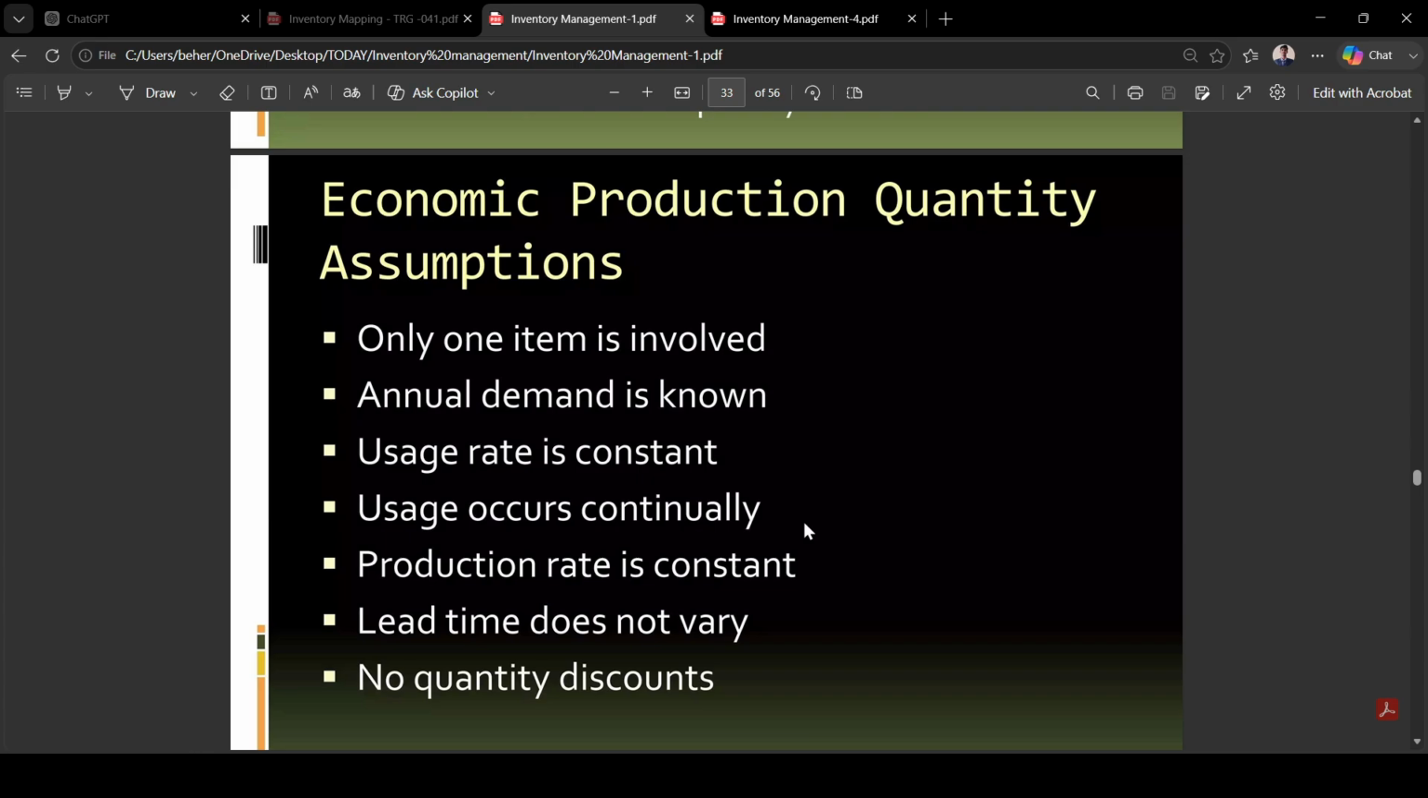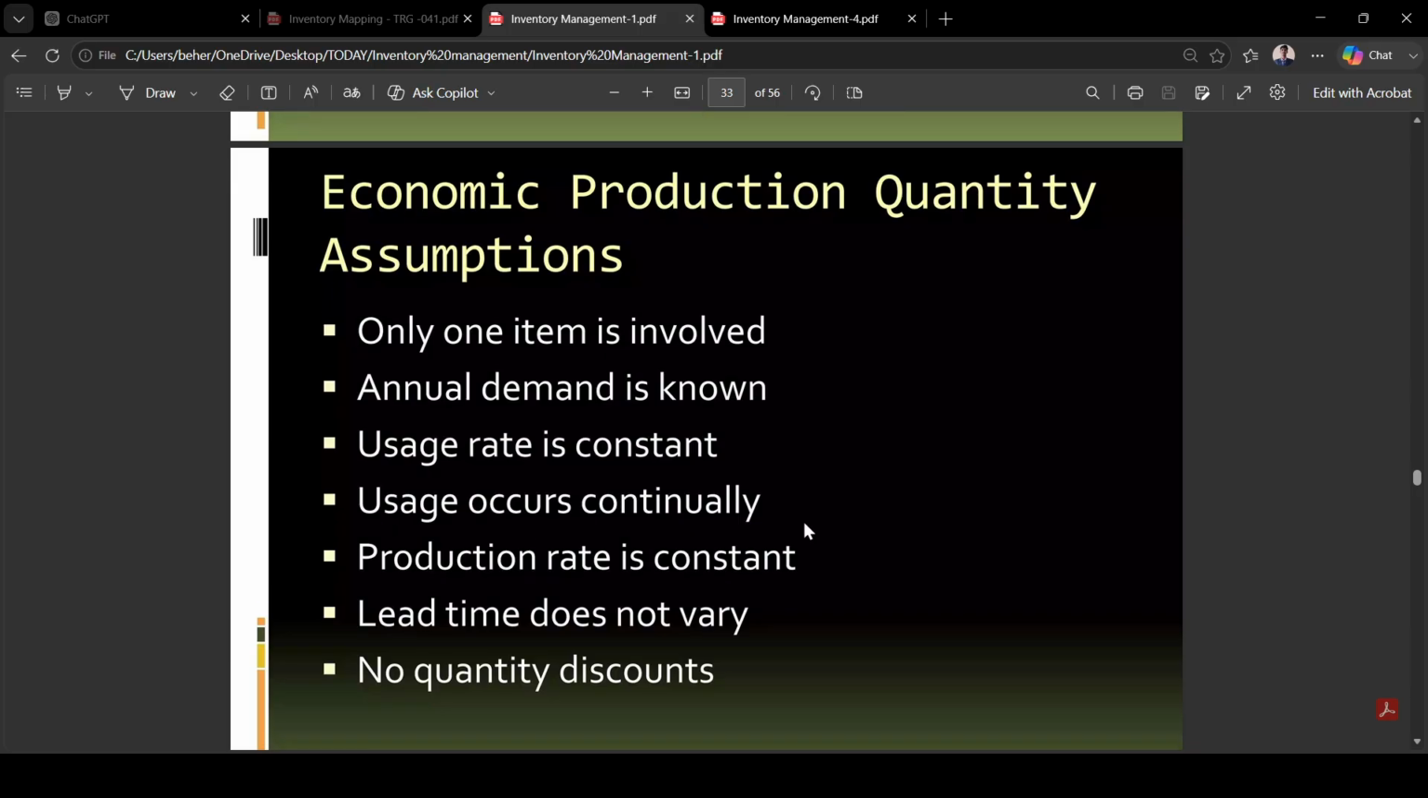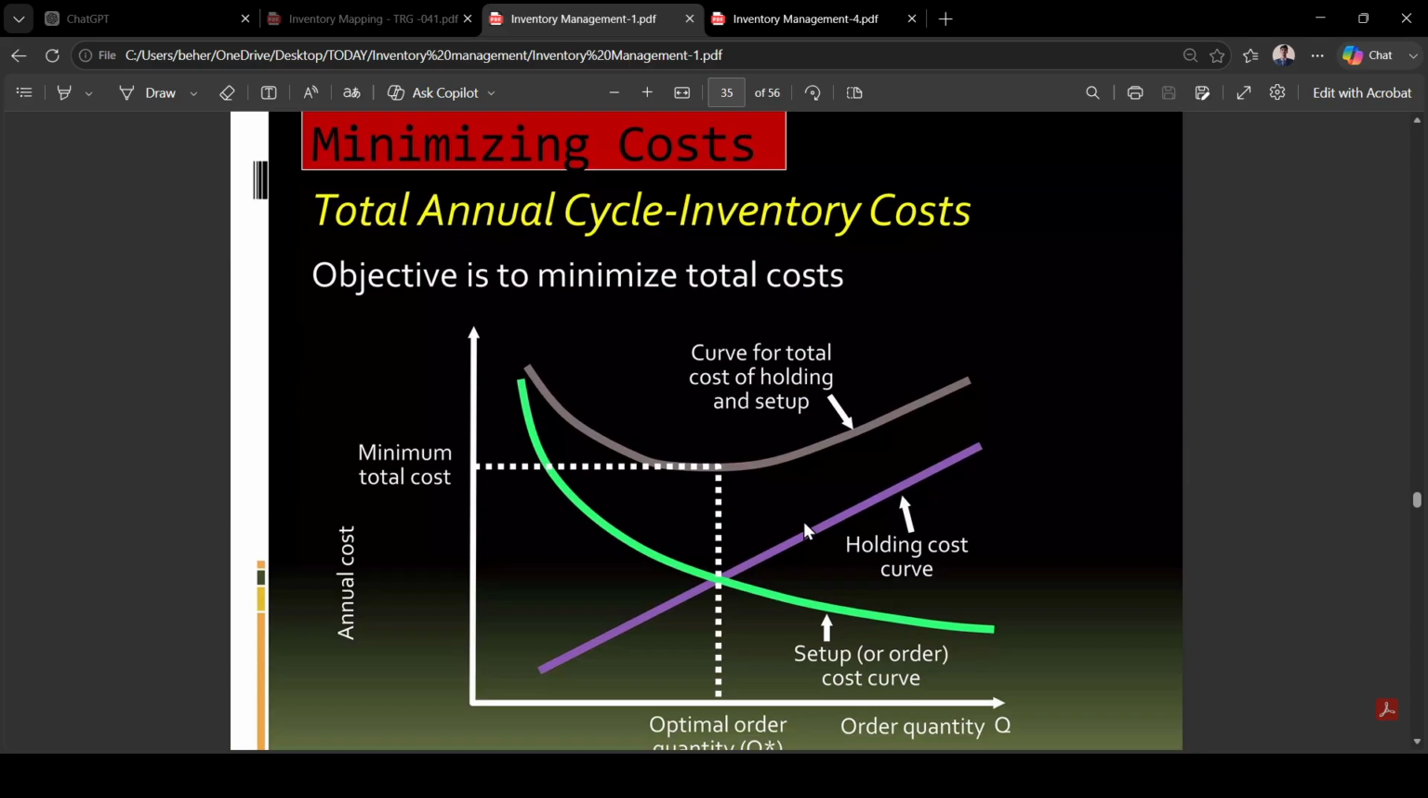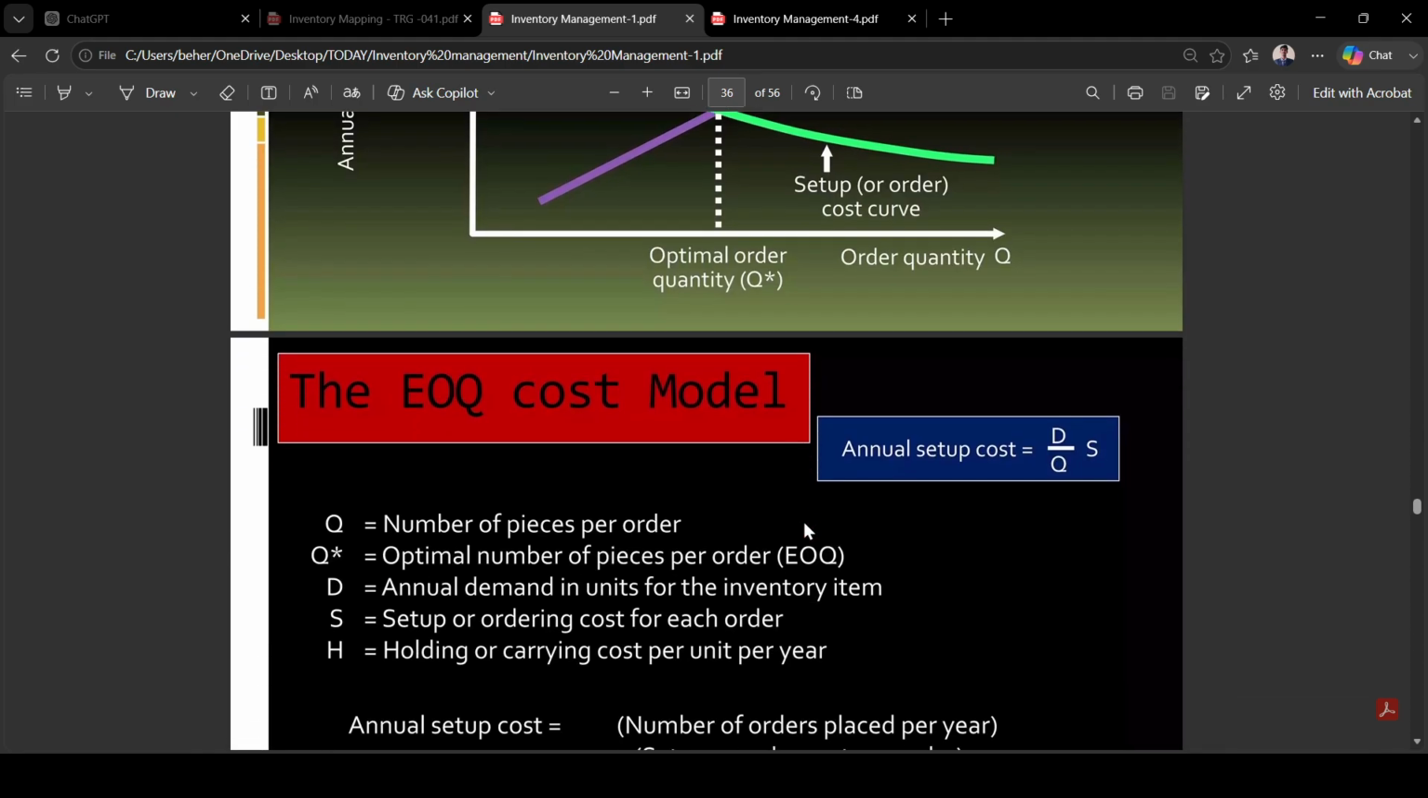Economic production quantity assumptions: only one item is involved. Annual demand is known. Usage rate is constant. Usage occurs continuously, and production rate is constant. That is the assumption. So, finding the optimal quantity to order, see that image. Then the total annual cycle inventory cost. So this is minimizing cost, and you can think about how to minimize it.